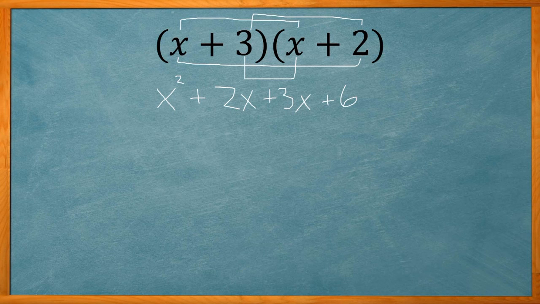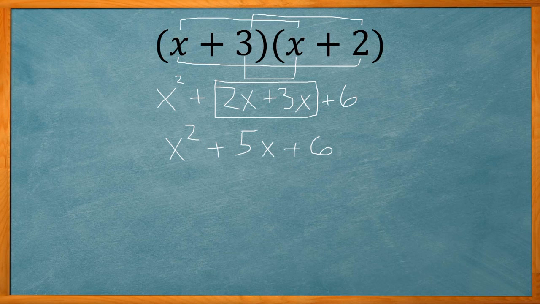Now when we do it this way, these middle two terms will be like terms, and we'll be able to combine them. So 2x plus 3x gives us 5x. We just bring down the rest, x squared plus 5x plus 6. And this method also puts the variables in order from greatest exponent down to least. We got x squared, 5x, x to the first power, and then 6 with no x. So it puts it in order from greatest exponent down to least.